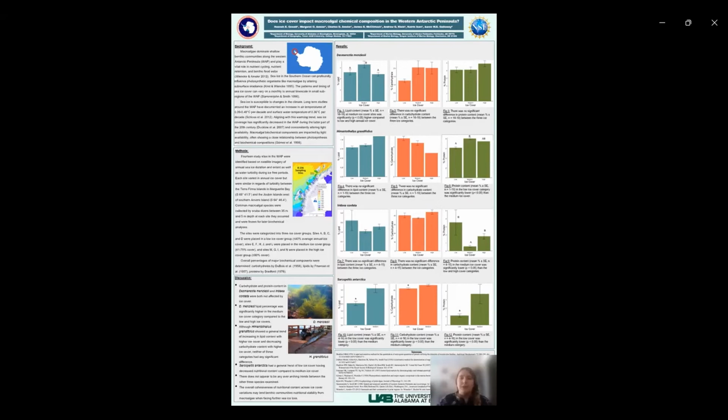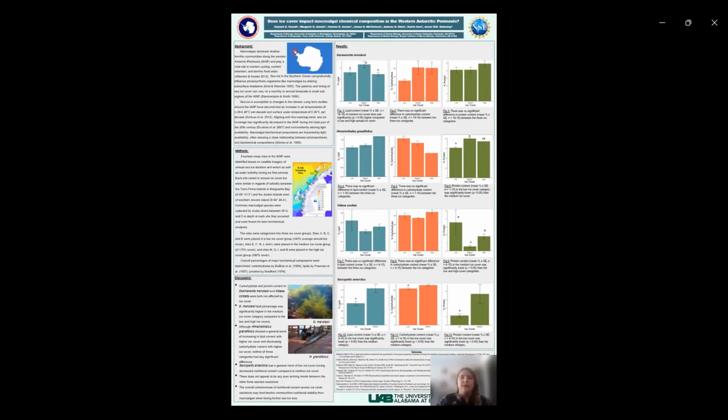Common macroalgal species were collected by scuba divers at each site they occurred, and samples were analyzed for their carbohydrate, lipid, and protein content. For this poster, 4 species were analyzed: 2 browns, Desmarestia menziesii and Himantothalia grandifolius, and 2 reds, Iridaea cordata and Sarcopeltis antarctica.